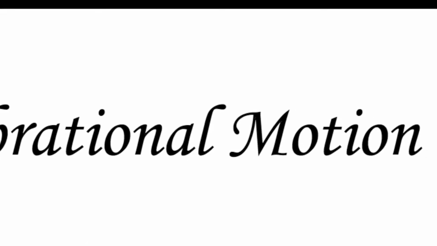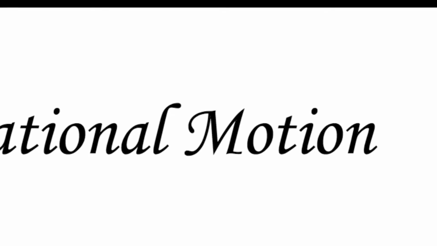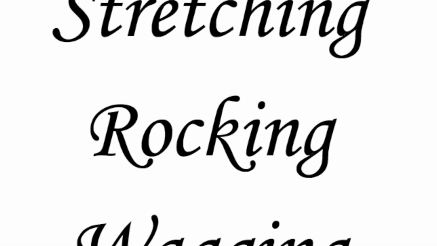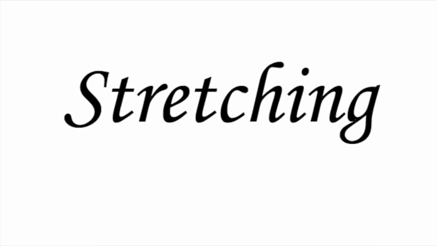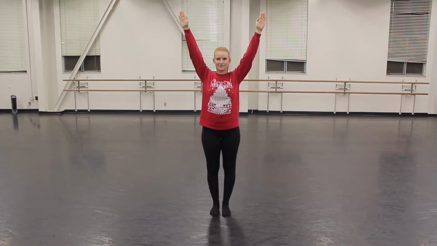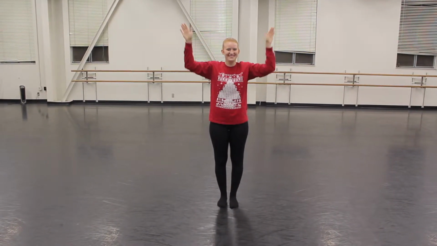Vibrational motion, unlike the others, comes in many different forms. The 5 types of vibrational energy are stretching, rocking, wagging, twisting, and scissoring. Stretching is when 2 molecules move farther or closer to another. Here we have the dancer's 2 arms moving farther and closer away from her body.